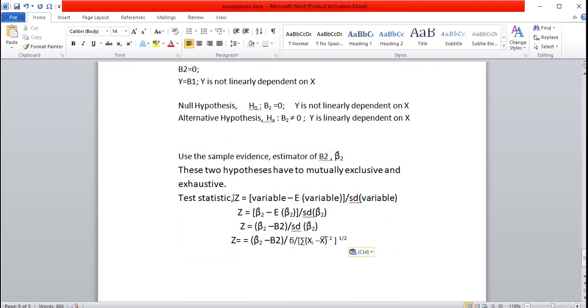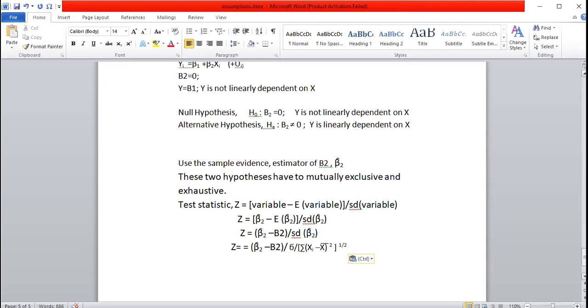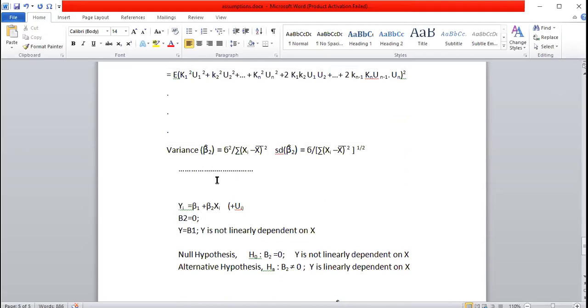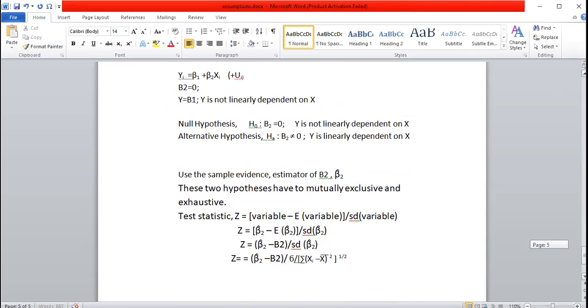This part you should understand: Z is a variable minus the mean of the variable divided by the standard deviation of the variable, and we applied it here in our context. Our variable is the estimated beta 2 hat. Mean of beta 2 hat is beta 2, divided by the standard deviation. We did not derive the standard deviation. If variance is this, standard deviation is obviously the square root of that. Question?